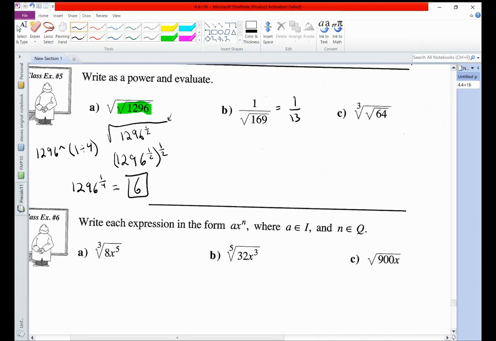Okay, we have the cube root of the square root of 64. So if you want to do an intermediate step, deal with the 64 to the power of 1/2. And then you can say 64 to the power of 1/2 all to the power of 1/3. And then 1/2 times 1/3 is 1/6. And the sixth root of 64 is equal to 2.